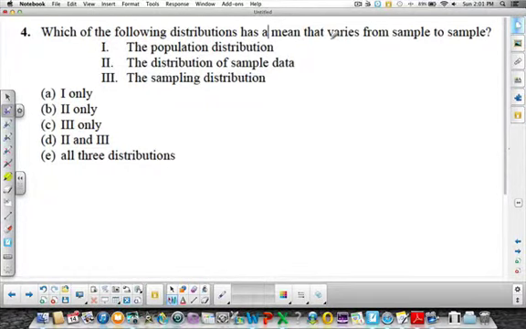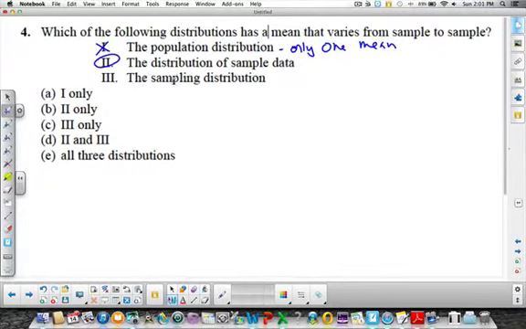Which of the following distributions has a mean that varies or changes from sample to sample? The population distribution, well, that has only one mean. If I sampled the whole population, it's going to give me the exact same mean every single time since it's the whole population. So it's not one. The distribution of sample data, well, every time I take a different sample, I will probably get a different mean, or it will have a different average.